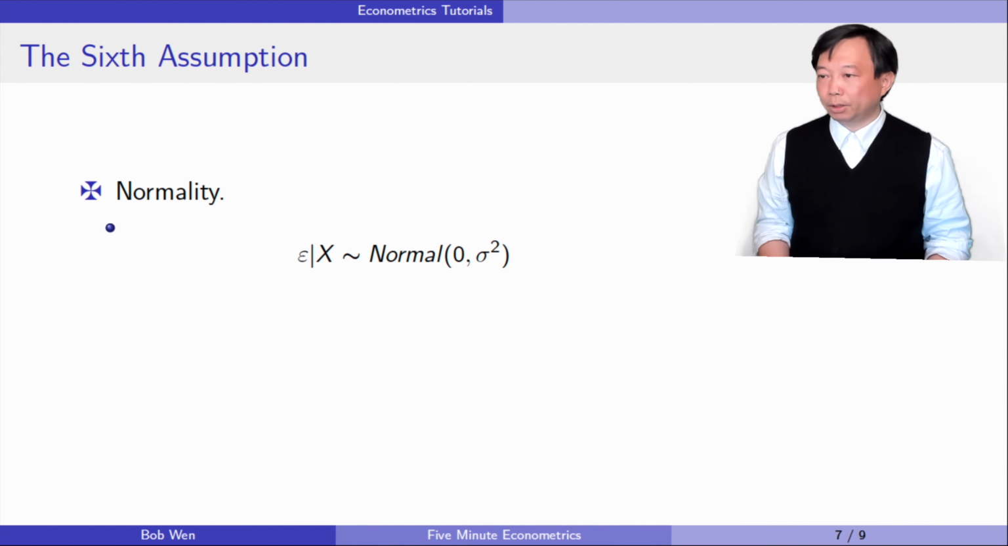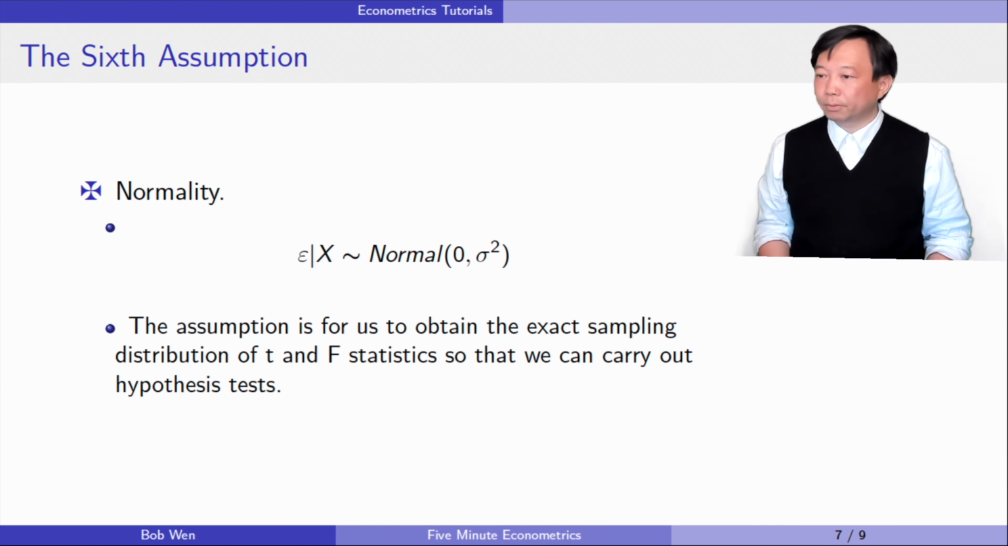The 6th assumption is the normality assumption. The error term epsilon is independent of the explanatory variables and is normally distributed with zero mean and variance sigma squared. This assumption is for us to obtain the exact sampling distribution of T statistic and F statistics, so that we can carry out hypothesis tests. That is, it is for the statistical inference after the regression and a starting point to construct the test statistics.